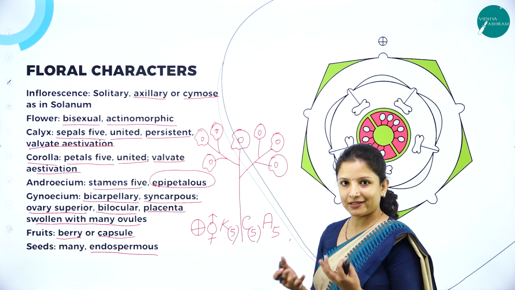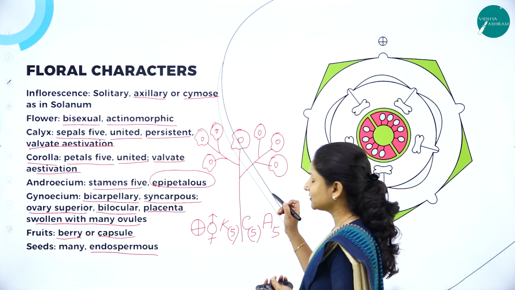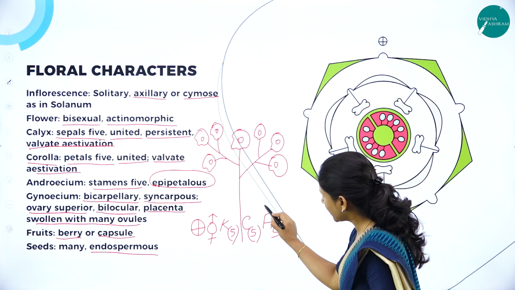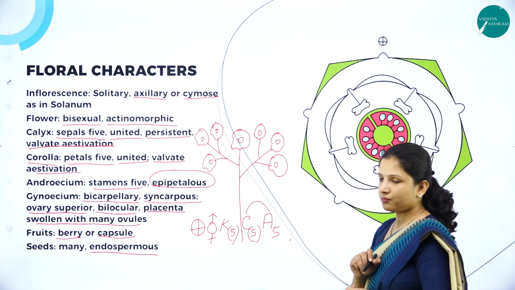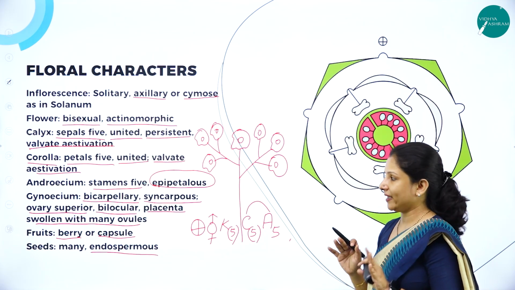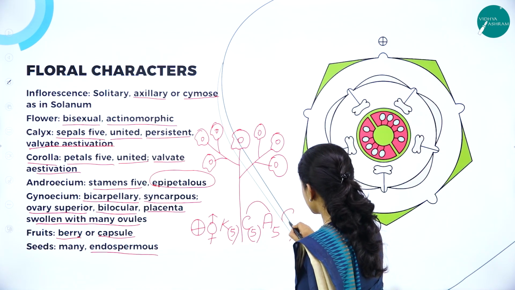Stamens are not united, they are free. But it is epipetalous, meaning the stamens are connected to the corolla. So, what I'll do, I'll put a symbol like this, meaning the androecium is connected to the corolla, meaning it is epipetalous. Next, talking about gynoecium G.